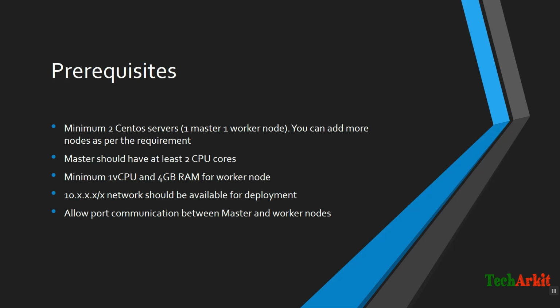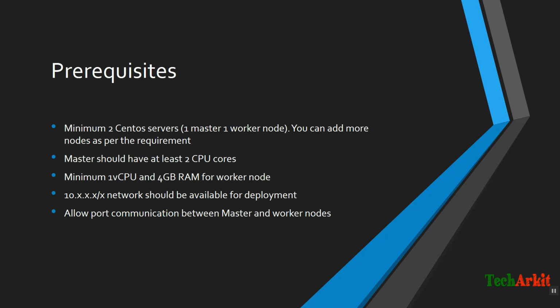Minimum two CentOS servers. One is for a master, one is for a worker node. You can add more nodes as per the requirement. So if you want to deploy more containers or pods on the cluster, then you may need more worker nodes to deploy the pods. But for a basic setup of the cluster for practice, you may need one master and one node. I recommend one master and two worker nodes. That would be the best version of the cluster.